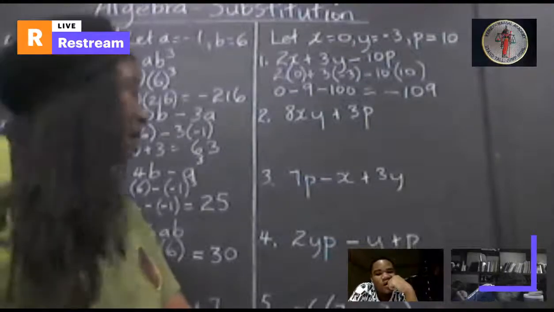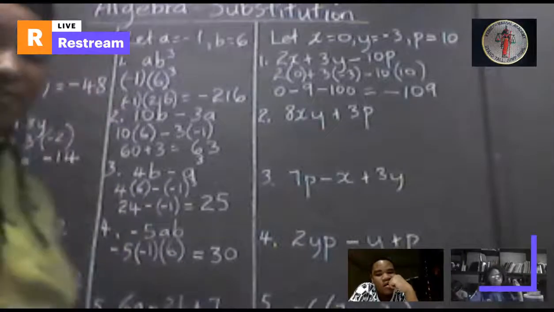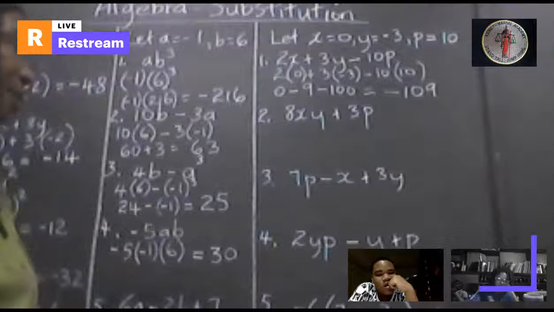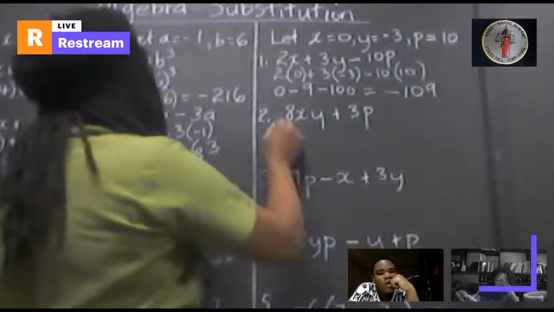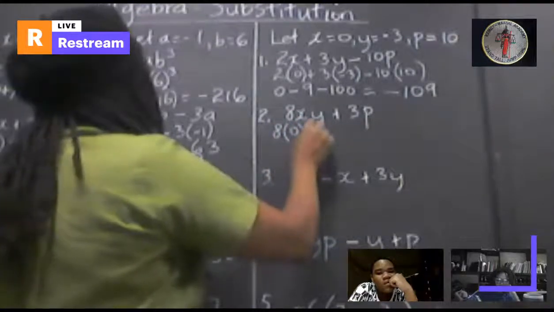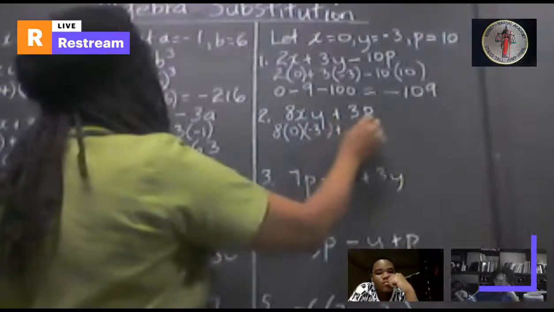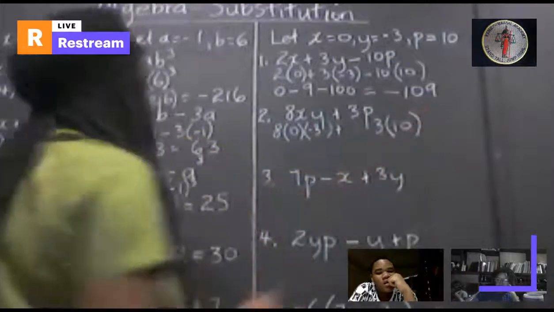Number 2, we have 8xy plus 3p. So that will be 8 times 0 times negative 3, plus 3 times 10.